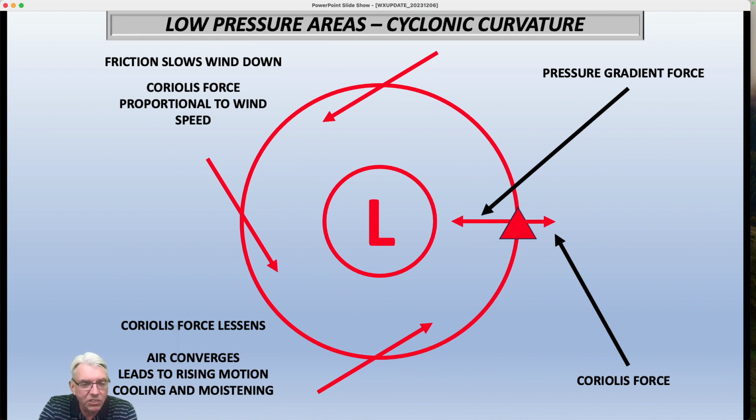All right, folks, that is the dirt on cyclonic and anticyclonic curvature in the Northern Hemisphere.